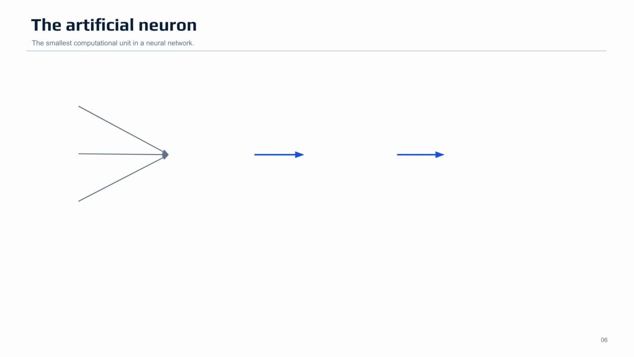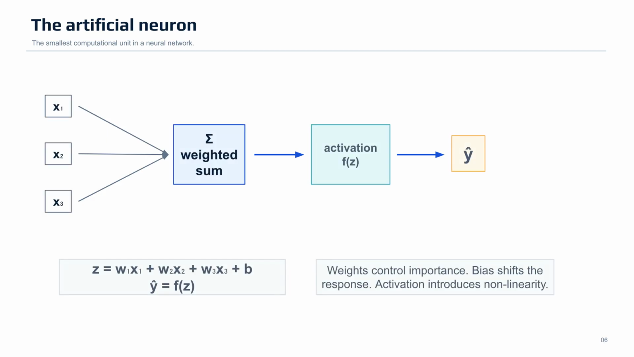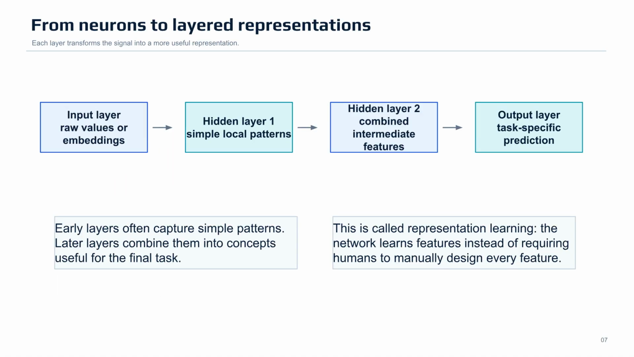The basic building block is the artificial neuron. It computes a weighted sum of its inputs, adds a bias, and applies an activation function, which introduces the nonlinearity necessary for complex learning. When neurons are arranged in layers, they form a hierarchical structure. Early layers capture simple, local patterns, while later layers combine these into complex, high-level features, automating the process of feature design.